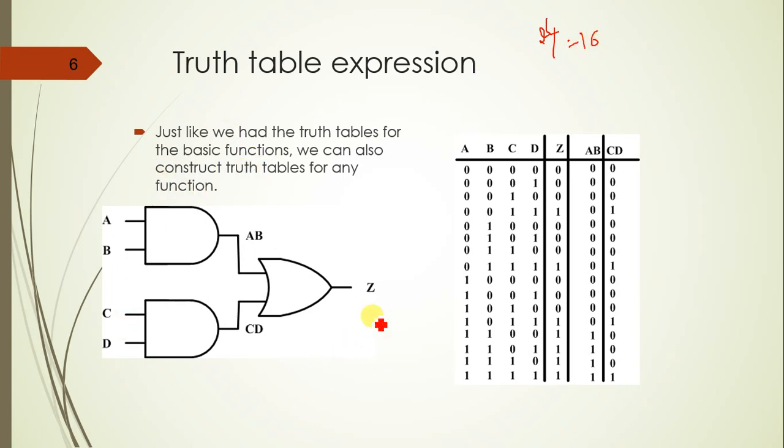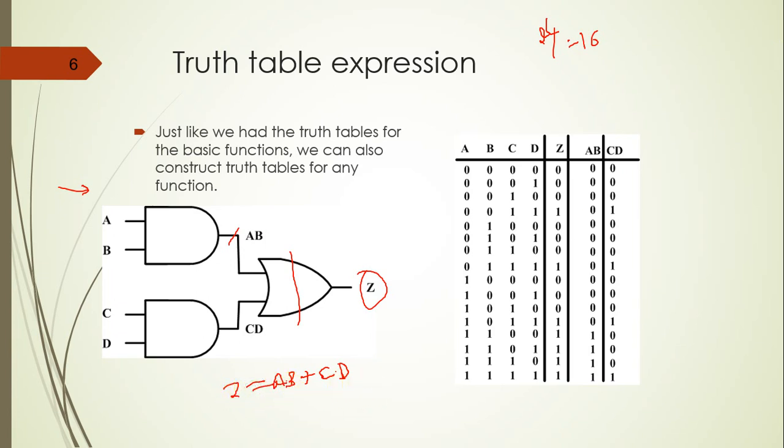Similarly, look at Z. If you want to make the equation for Z, we have to start from the leftmost part, that is, take the two individual inputs with the AND gates and then combine them with an OR gate. So the equation would become A into B. We got the first thing here. Similarly, C into D, which are added at this end. So Z is equal to A into B plus C into D.